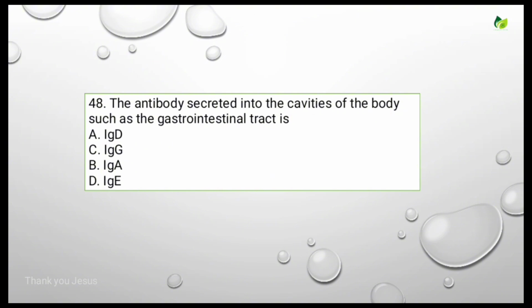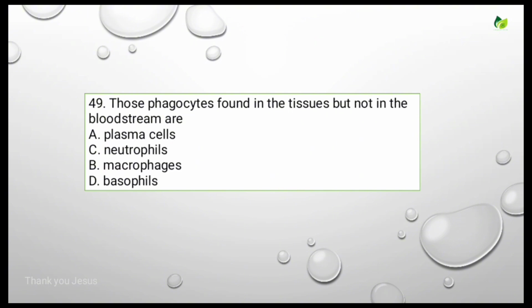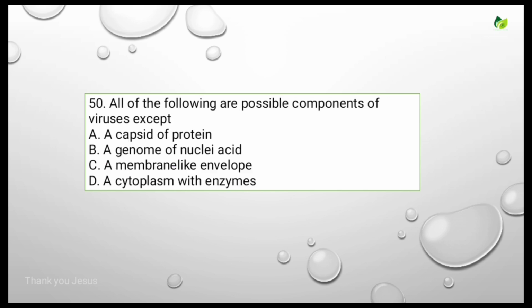Let's see the next question. The antibody secreted in the cavities of the body such as the gastrointestinal tract is, options are IgD, IgG, IgA, IgE. IgA is the correct answer. Let's see the next question. Those phagocytes found in the tissues but not in the bloodstream are plasma cells, neutrophils, macrophages, basophils. Correct answer is macrophages.